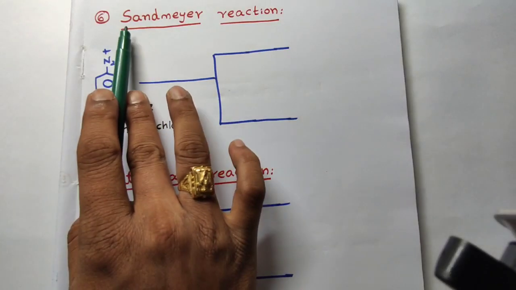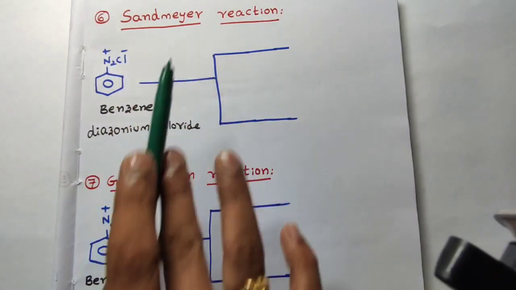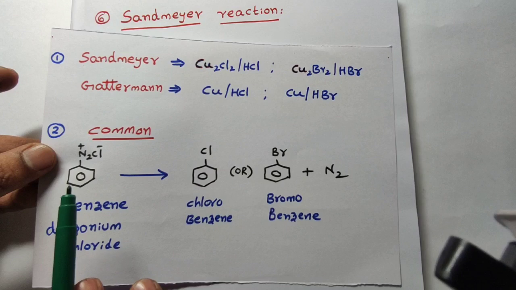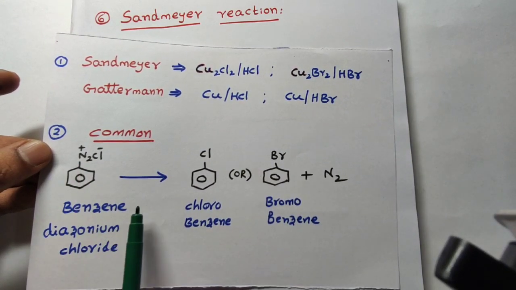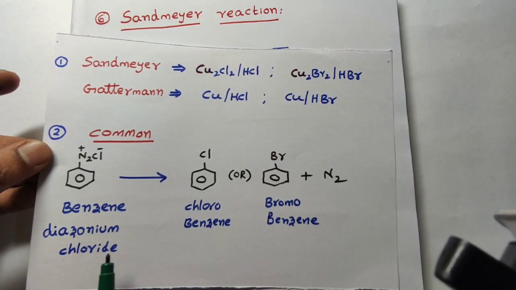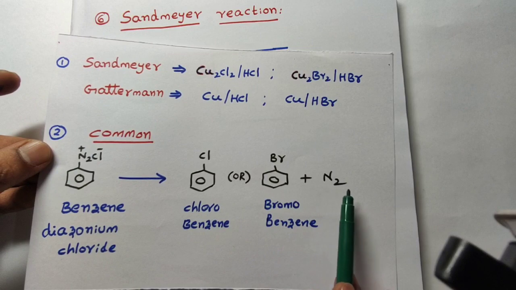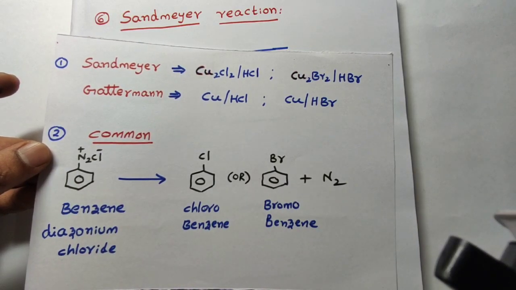Next, let us compare and learn Sandmeyer reaction and Gattermann reaction. Both reactions are almost similar. Look at this. In both Sandmeyer and Gattermann reaction, the reactant is the same: benzene N2+ Cl-, named benzene diazonium chloride. The product is also the same: chlorobenzene, bromobenzene, and the byproduct is nitrogen. Reactants and products are the same. Got it, right?